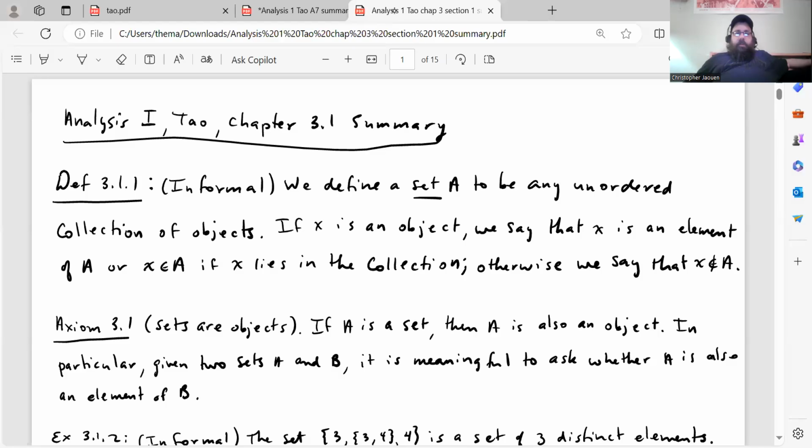All right, so here we go. This is section 3.1. Like I said, it's on set theory.